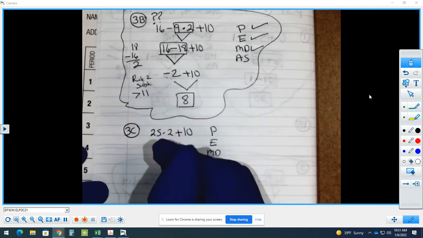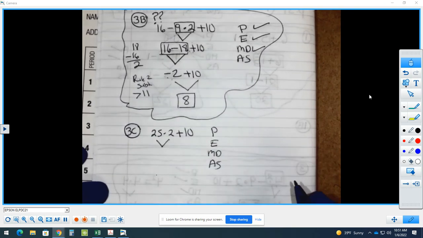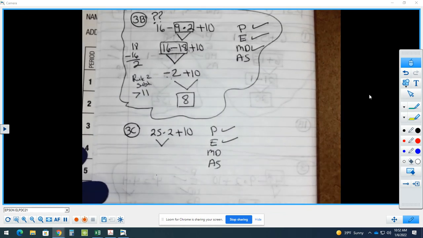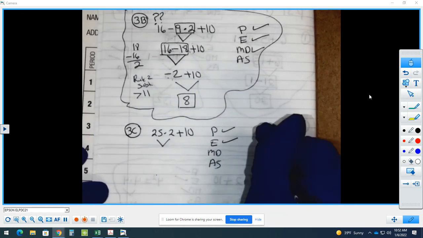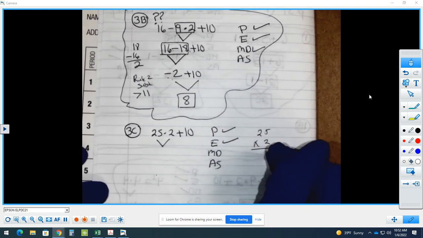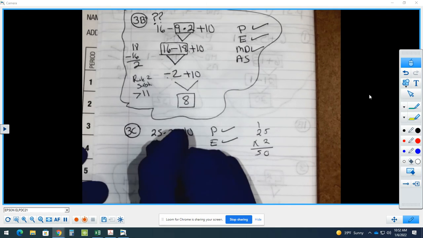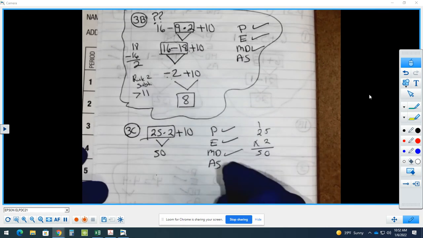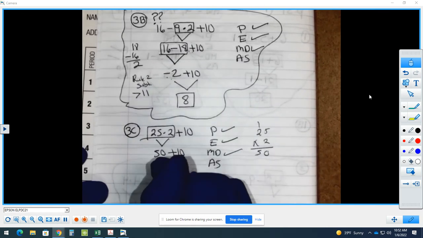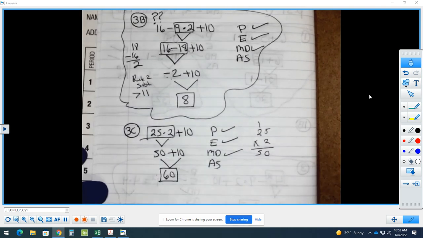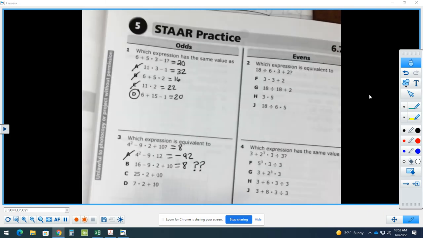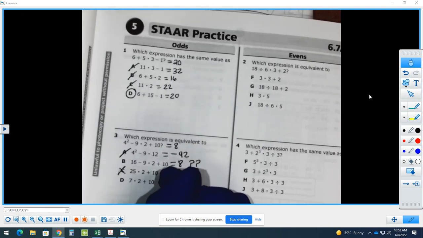PEMDAS. There were no parentheses, there were no exponents, I'm sorry. What's 25 times 2? You don't know? You go to the side. 25 times 2. 10, 4, 5. It is 50. I'm done with the multiplication. Check. Bring down the addition of 10. And what's 50 plus 10? Are we looking for a number of 60? No. So letter C, bye-bye. I can come over here to my book and say, letter C, you're out because you were worth 60.